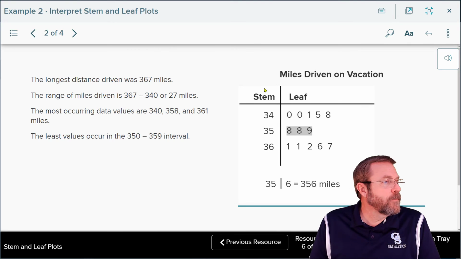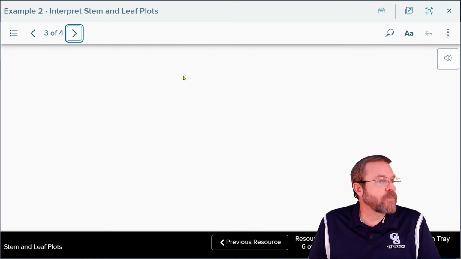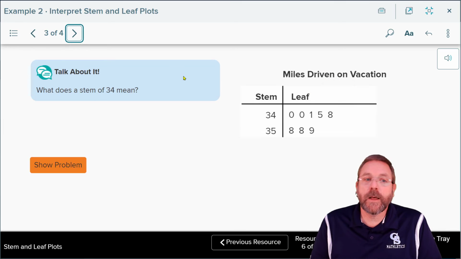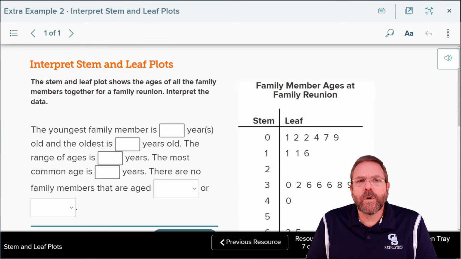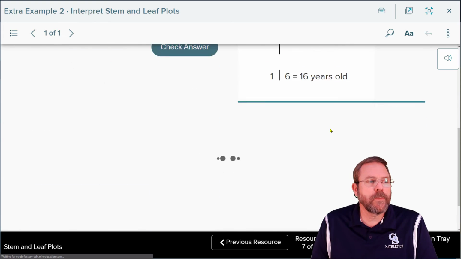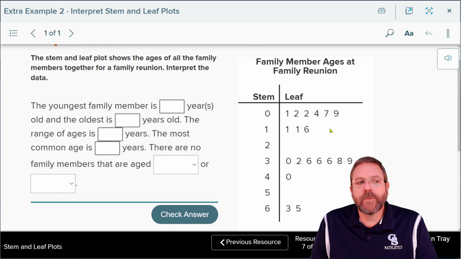So there you go. That is some good examples of how you can use a stem and leaf plot to interpret your data. We're going to finish up our study of stem and leaf plot by you pausing the video and answering the questions that are on the slide for extra example number 2.